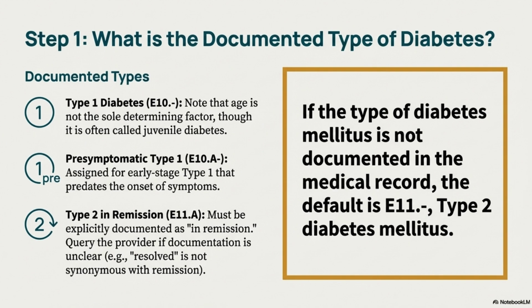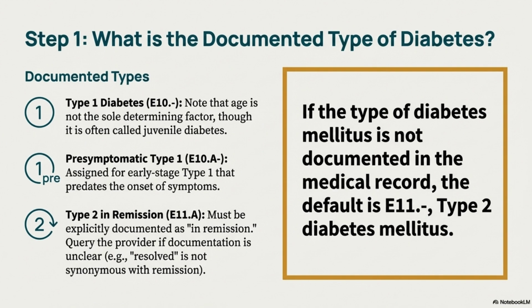Then we have pre-symptomatic type 1 diabetes, which is coded from E10A. These codes are used when the patient is in the early autoimmune stage before symptoms develop. So, if the provider documents pre-symptomatic or early-stage autoimmune diabetes, that's your cue to look at E10A.